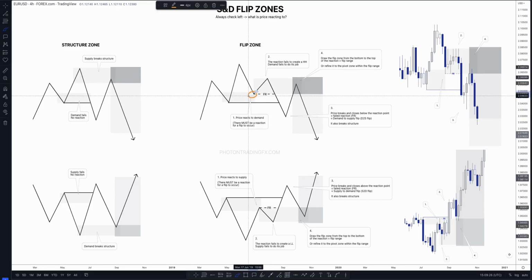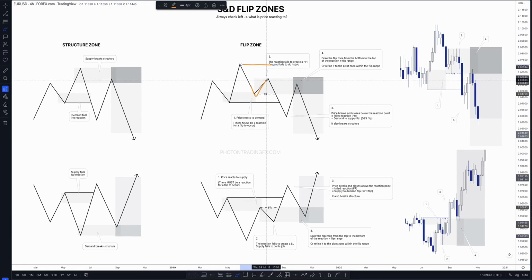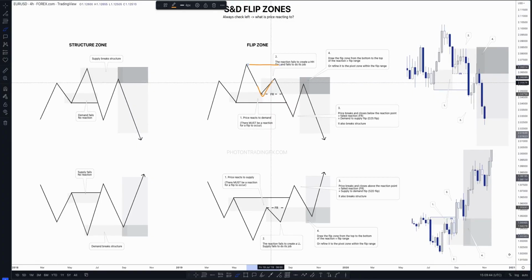I just tried to make this clear because sometimes a lot of people can miss this part and it's really, really key. So price comes in, it reacts, okay? But it never breaks the high. So demand doesn't do its job, okay? Now, we only have confirmation that it hasn't done its job once price breaks and closes below where the reaction started from.